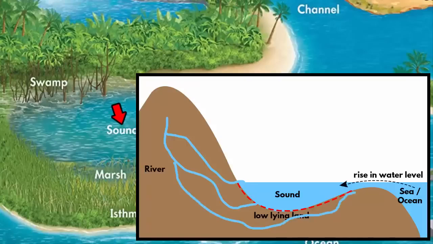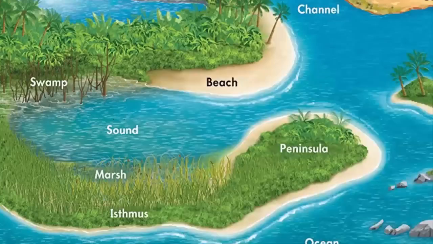Due to a rise in the sea level, and since the flow of the river has already created a depression in the land, the river gets flooded with sea water. Since it is a large sea or ocean inlet, it is much deeper in depth and wider in size. That means it can also be called a bay or a harbor.